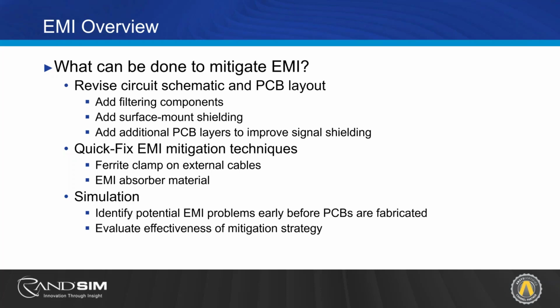You could add surface mount shielding, or you could add additional PCB layers to improve the signal shielding. By adding additional PCB layers, it allows you to move external traces that are routed on the top and bottom onto internal layers and avoid them from radiating off the surface of the board.